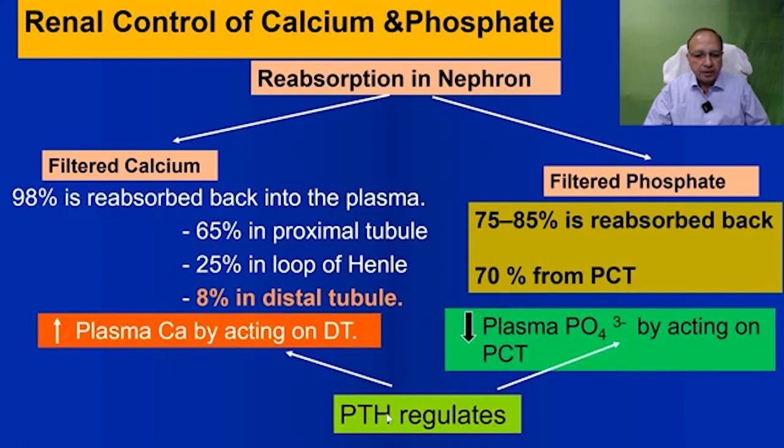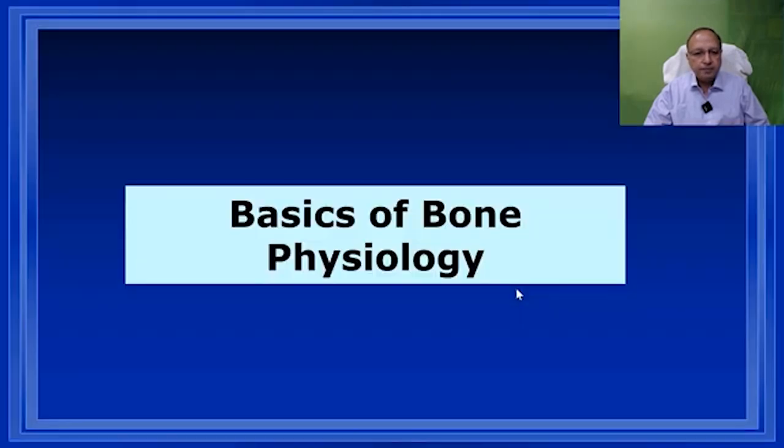Parathyroid hormone plays a very important role in the absorption of calcium and phosphate from the kidney. Parathyroid hormone plays two different roles. It increases the plasma calcium level by acting on the distal tubule, and it causes a decrease in the absorption of the phosphate ion by acting on the proximal convoluted tubule and preventing the absorption of phosphate ions from the proximal convoluted tubule.